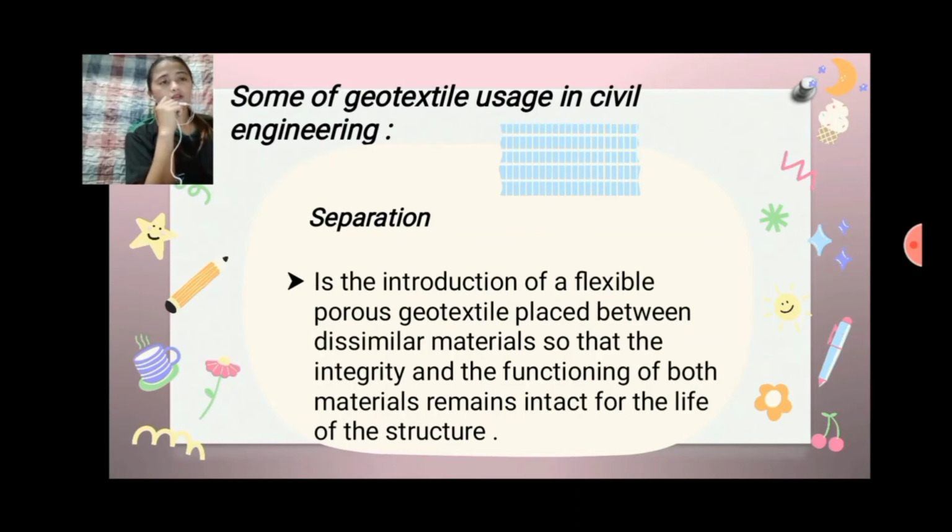First is separation. Separation is the introduction of a flexible porous geotextile placed between dissimilar materials so that the integrity and the functioning of both materials remain intact for the life of the structure. In pavement applications, separation refers to the geotextile's role in preventing the intermixing of two adjacent layers. For example, a major cause of failure of roadways constructed over soft foundation is contamination of the aggregate base course with the underlying soft subgrade soil.